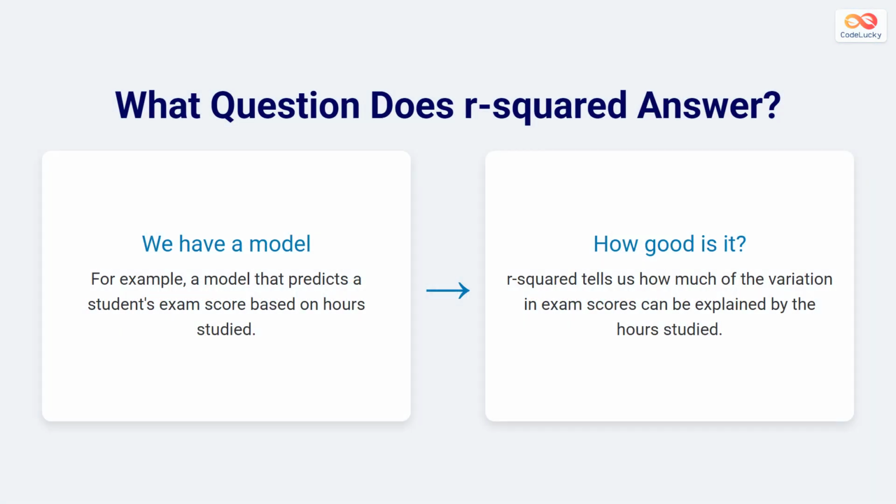So, what's the main question that R-squared helps us answer? Imagine we've built a statistical model. For instance, a model that tries to predict a student's final exam score based on the number of hours they studied. R-squared tells us how good that model is. Specifically, it quantifies how much of the difference in exam scores can be explained by the hours a student spent studying.